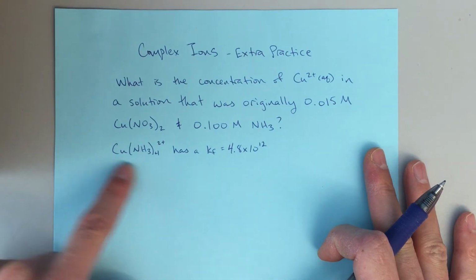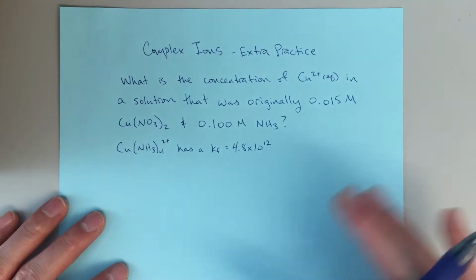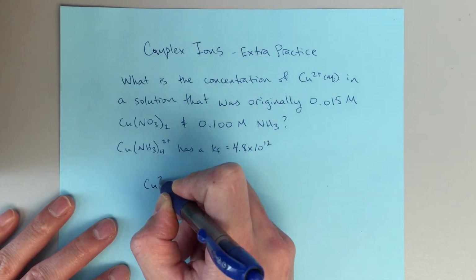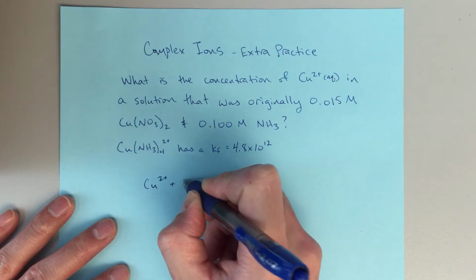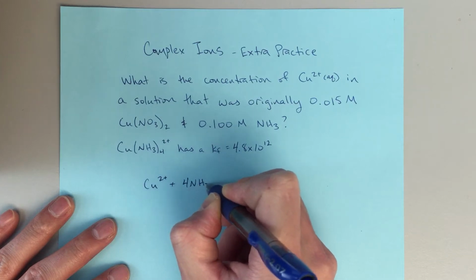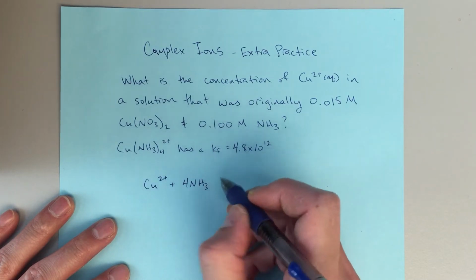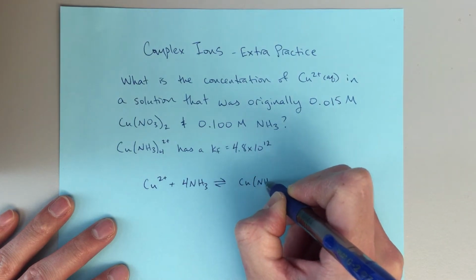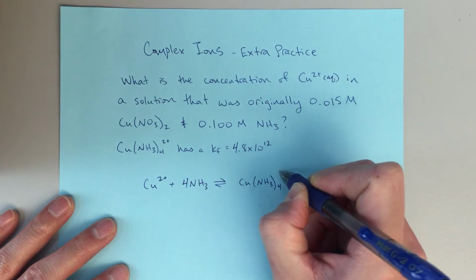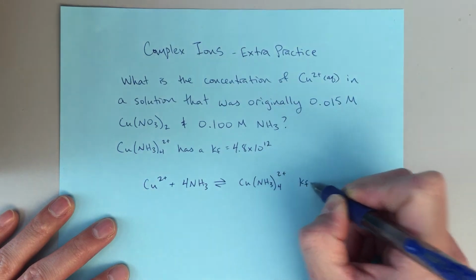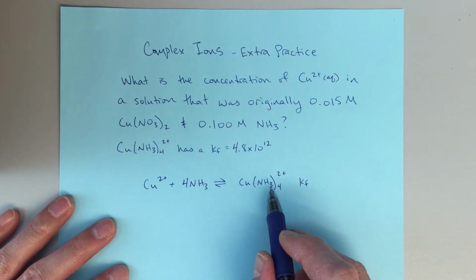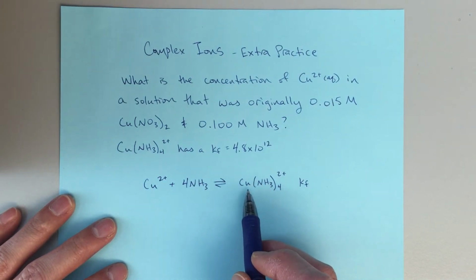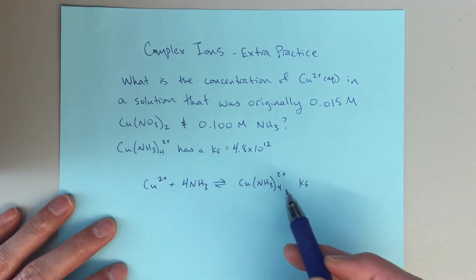And if I'm giving you this Kf, the first thing you should do, and hopefully you guys are getting sick of hearing me say this, is write out the chemical equation that corresponds to that Kf. So since this is a Kf, that's a formation. So here I'm drawing out the chemical equation that will correspond to the formation of the complex ion. And of course, this has copper and NH3 in it because that's what my complex ion is made up of.